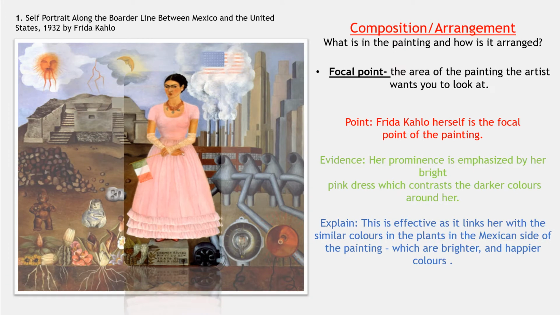Another point that you could make about the composition of the painting by Frida Kahlo is that she has made herself the focal point of the painting. So the focal point is the area of the painting that the artist wants you to look at. How she has done this is by emphasising her prominence in a bright pink dress, which contrasts the darker colours around her. And this is effective as a similar colour has been used in the plants and vegetation in the Mexican side of the painting. So this is her way of linking herself with the Mexican side of the painting and showing us where it is that she really wants to be.